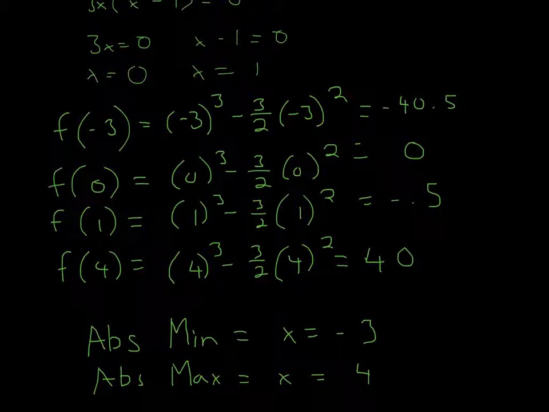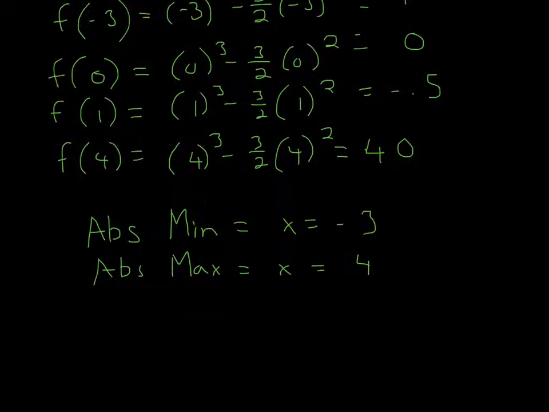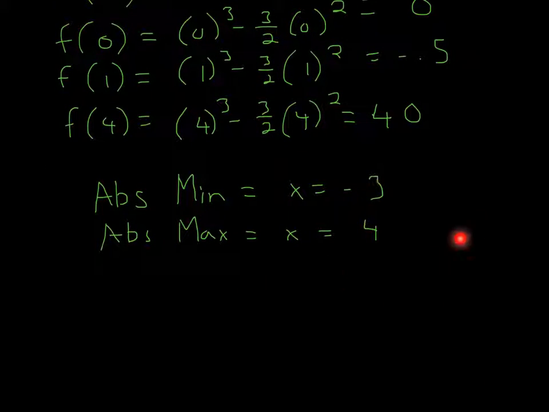So which ones are the smallest? Right here we have negative 40.5 and we have positive 40. So this one's the smallest and this one's the largest. That means that at x equals negative 3 will be our absolute min, and at 4 it will be our absolute max. And that's our answer. All you do is look for the largest and smallest number, and that'll give you your answer.